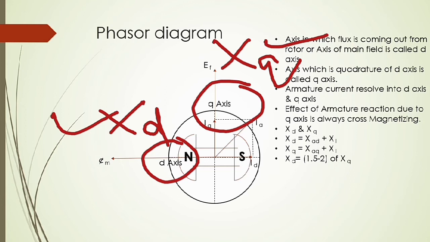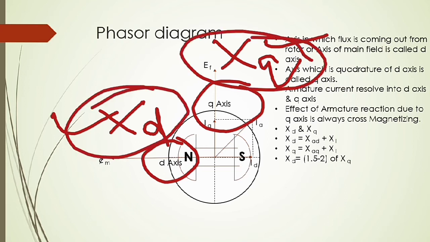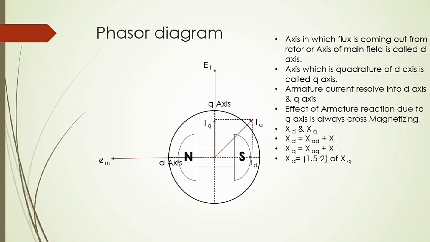So it is called the Xq. Xd is the same phenomenon due to the armature current, which has a component Id in the d axis. Due to this, the reactance is caused. So we know that this reactance is called Xd, the synchronous direct axis reactance, and this is called the quadrature axis reactance. So what is the value of direct axis reactance and quadrature axis reactance?